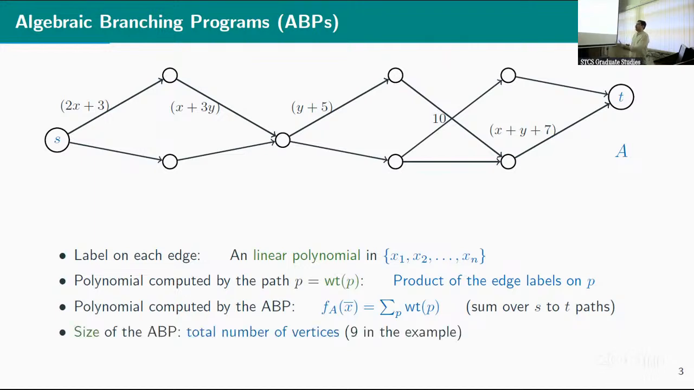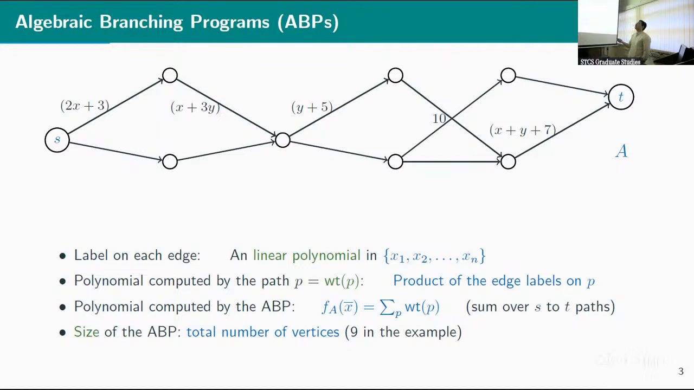One parameter of interest, which is the size of the ABP, is just going to be the total number of vertices that appear in this entire graph. So you sum up the number of vertices in each of the layers. And it's 9 in this example. It's important whether you count S and T or not.